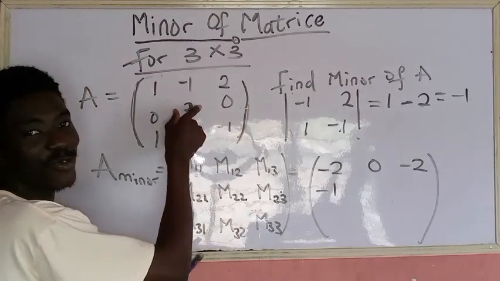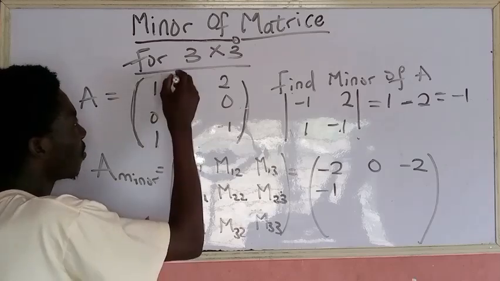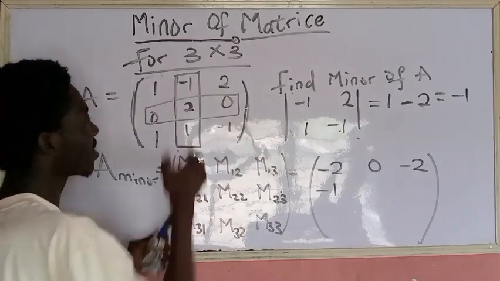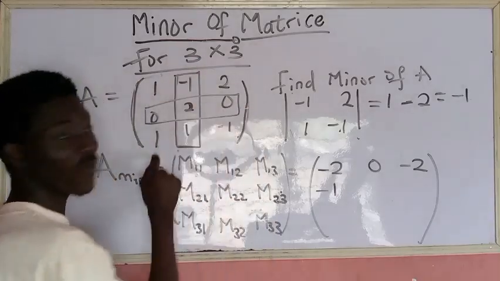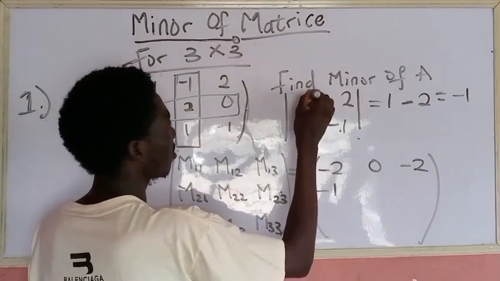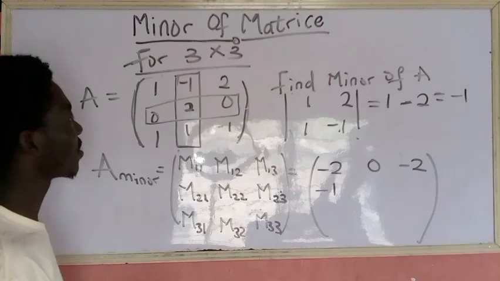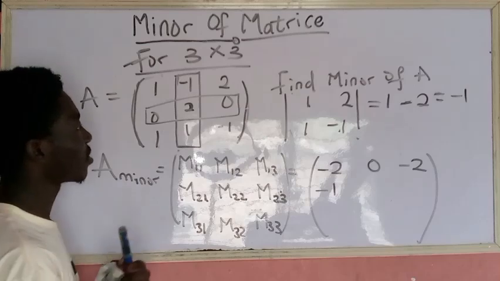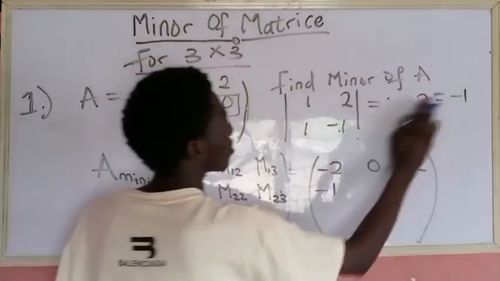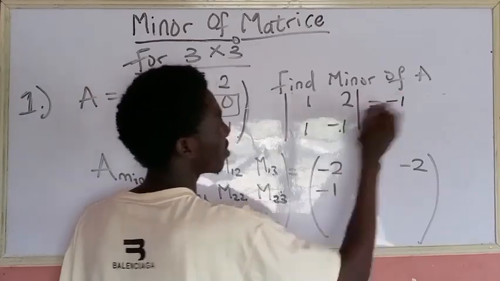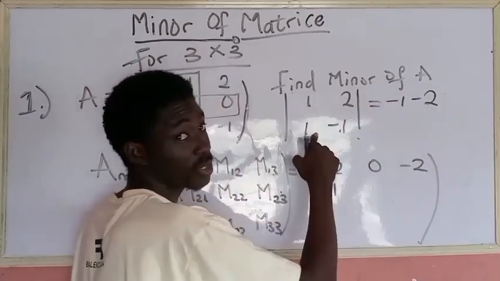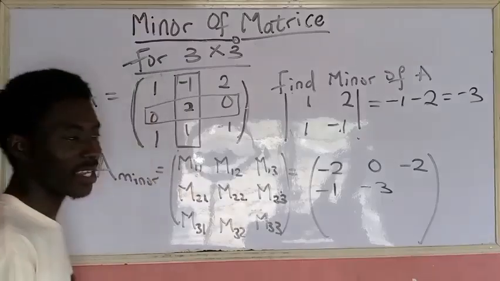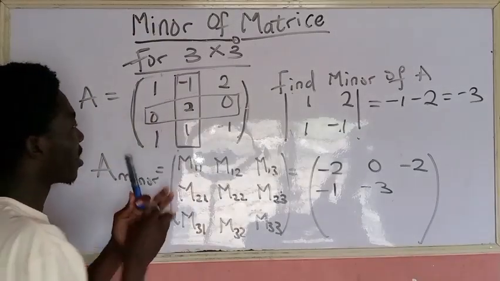Next one, I think for 2. So 2 occupies this column and 2 occupies this row. So you can see it covers this and it covers this. So 1, 2, 1 and minus 1. That's how you check the minor of a matrix. And that is equal to minus 1 minus 2. So that is minus 3. That means for this you have a minus 3. Next one, I'll clean this up.